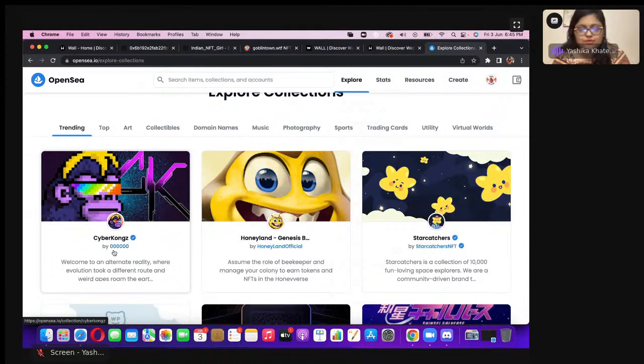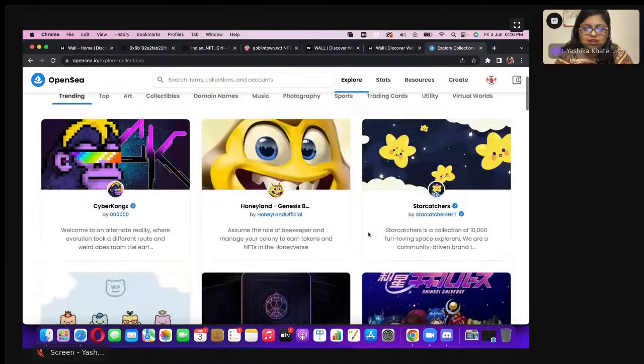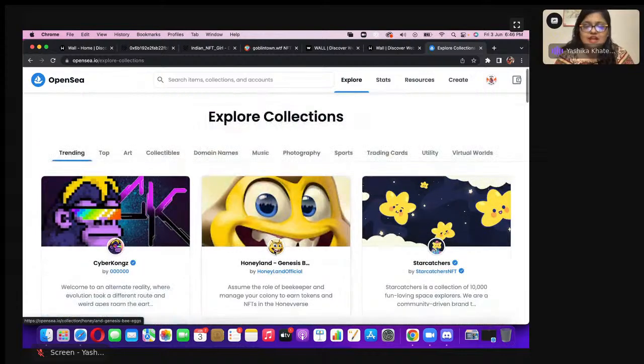So basically, that is your incentive to be holding that NFT for a longer time, because you're getting free money every day. So these are some of the NFTs, the collections that you can see. What's the name of the collection, by whom that collection is, and a short introduction of that particular collection would come up here.